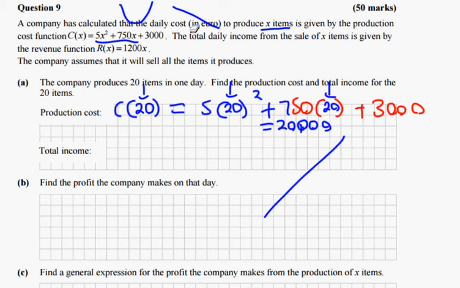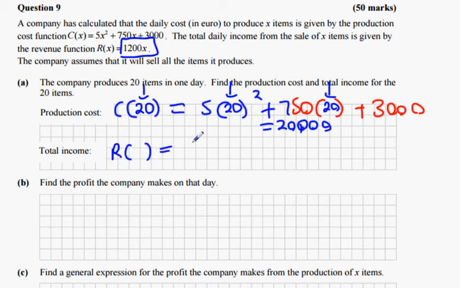Now, when it comes to selling items, however, it is proportional. If I sell one item at 20 euro and then I sell two items, it'll probably be 40 euro. The reason why I know it's proportional is there's no x squared. So your revenue function is basically 1,200 euro for every item you sell. We're going to sell 20, so it's going to be 1,200 times 20. That's going to give me 24,000 euro income.